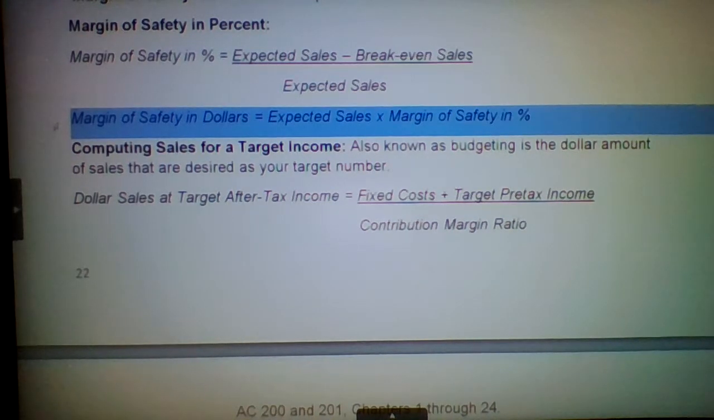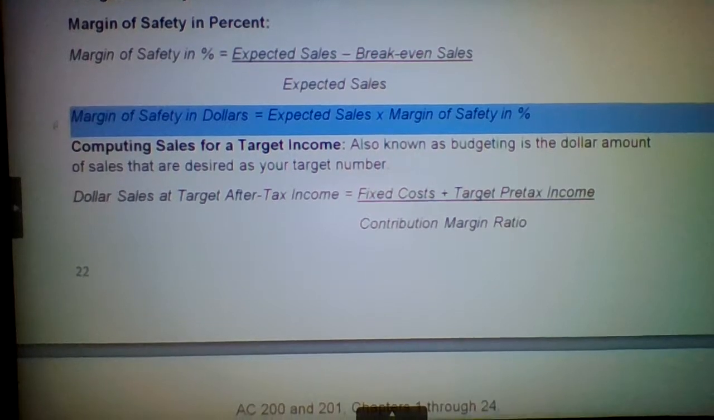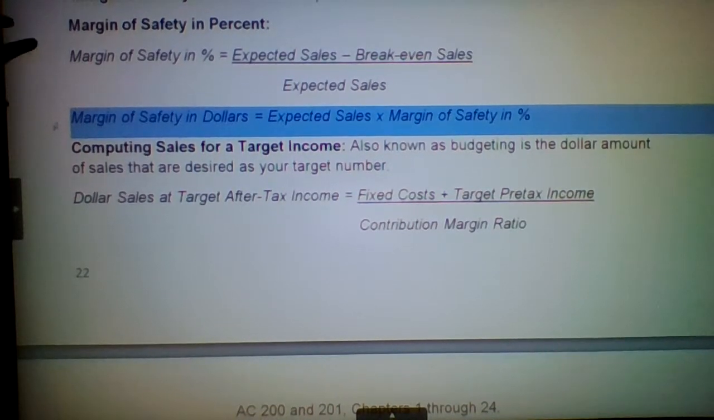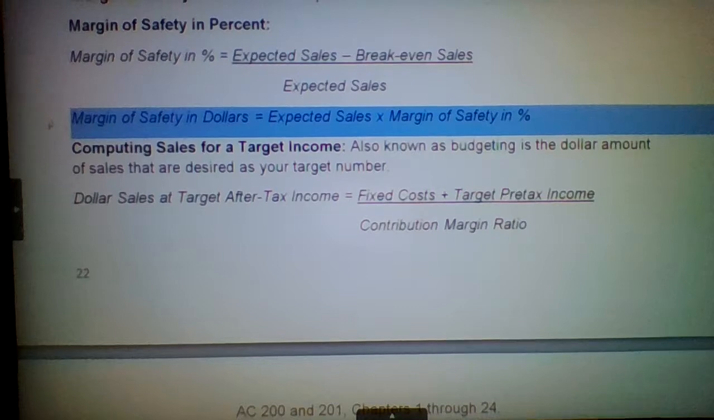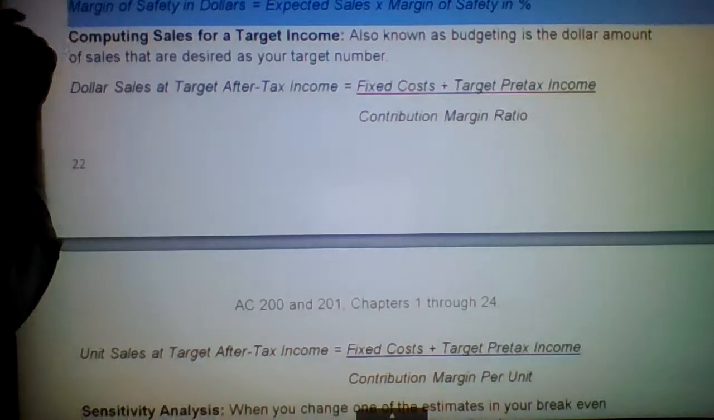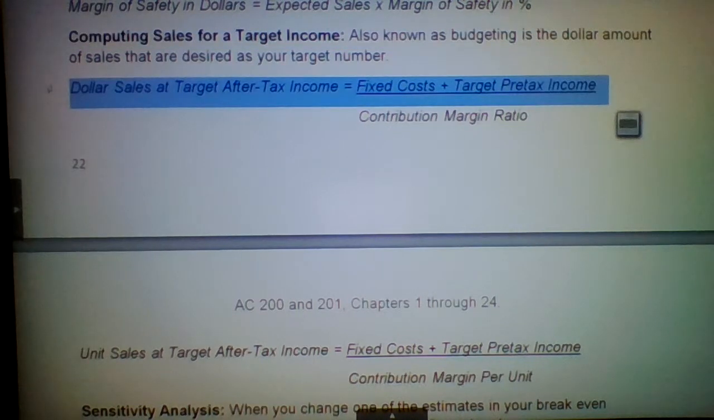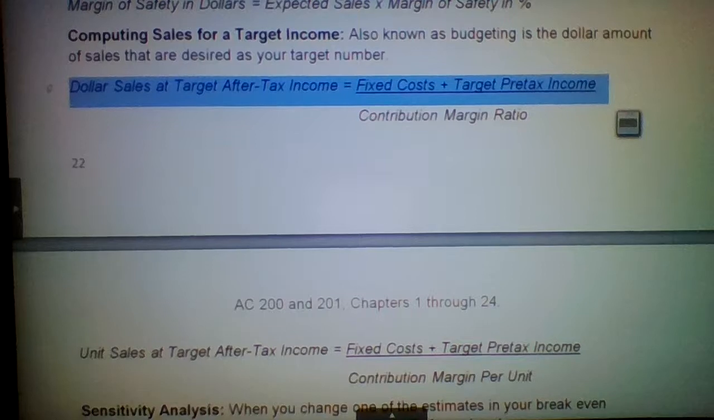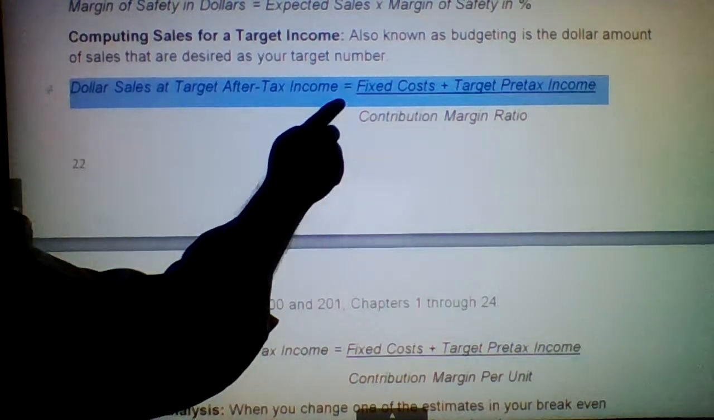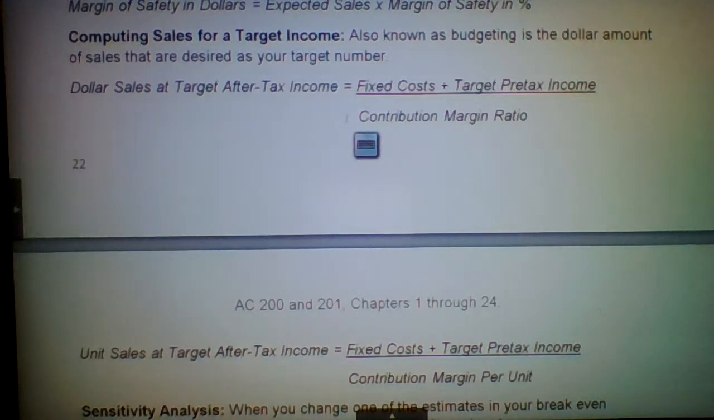Margin of safety in dollars equals expected sales times margin of safety in percent, which is the number we got from up here. Computing sales for a target income, also known as budgeting, is the dollar amount of sales that are desired as your target number. Dollar sales at target after-tax income equals fixed cost plus target pre-tax income divided by contribution margin ratio.